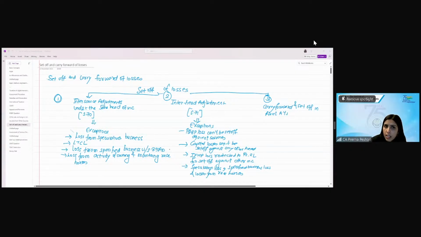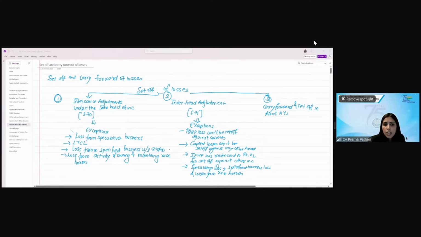Speculation business loss, specified business loss. Loss from owning and maintaining race horses cannot be set off against any other income. So this is the restriction on the interhead adjustment. Now, even if you cannot set off interhead, you have to carry forward the balance loss for the next assessment years. Are we getting it?